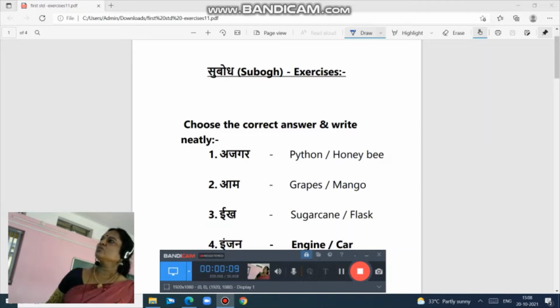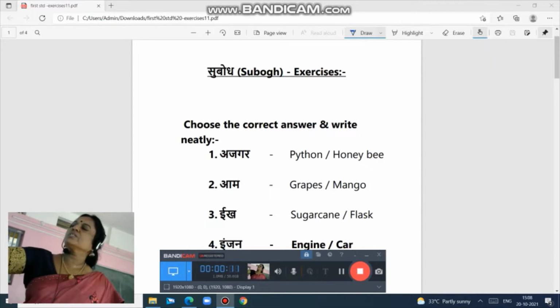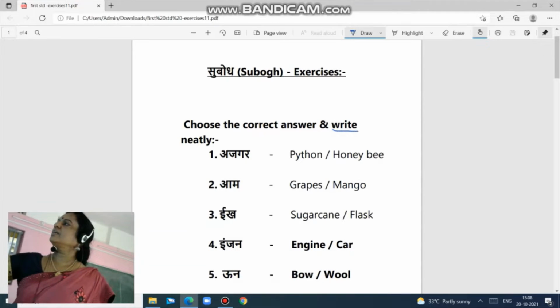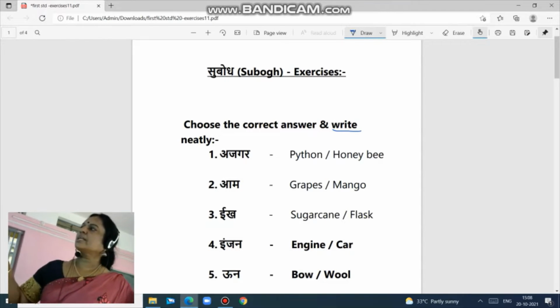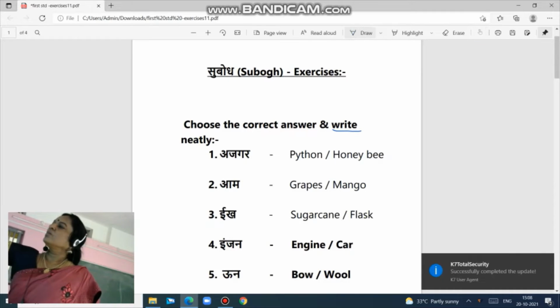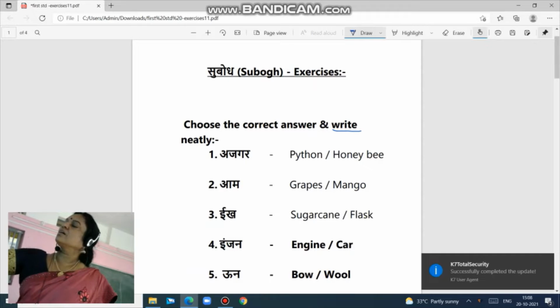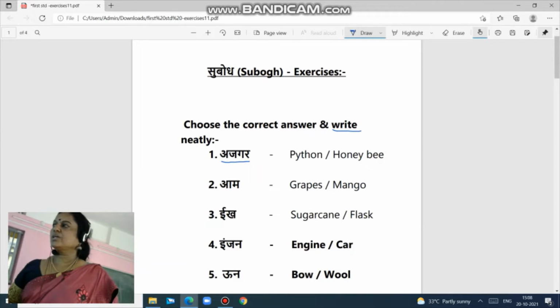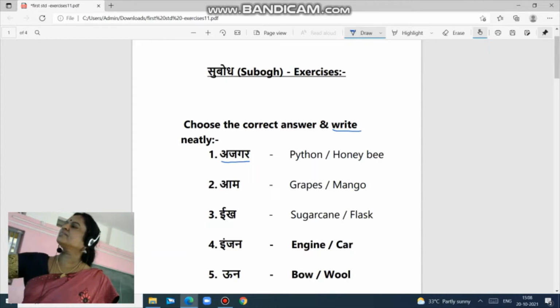Okay. Subodh book exercises. First, choose the correct answer and write neatly. First word is Ajgar. Ajgar, python, honeybee. Which one is the correct answer? Python is the correct answer.